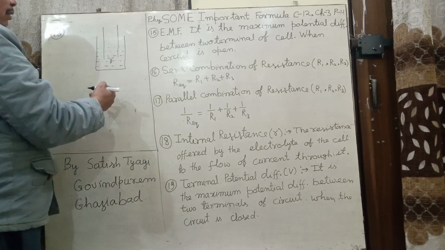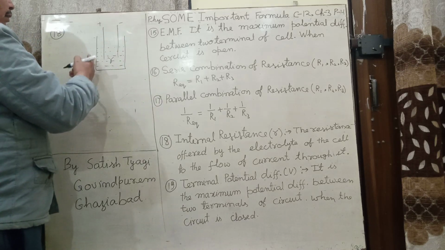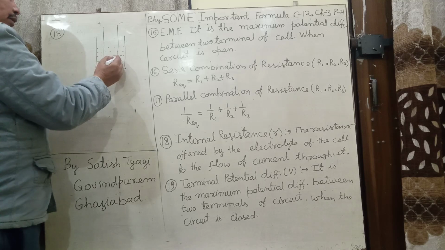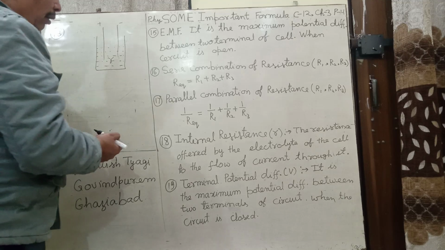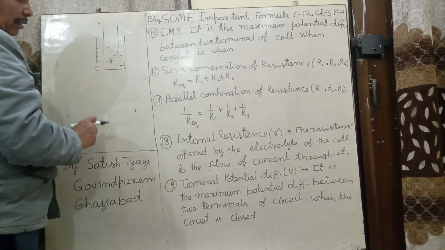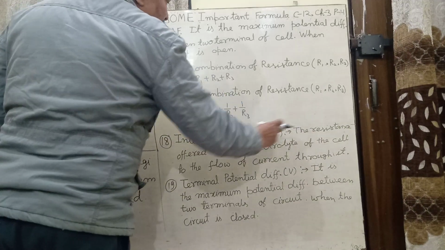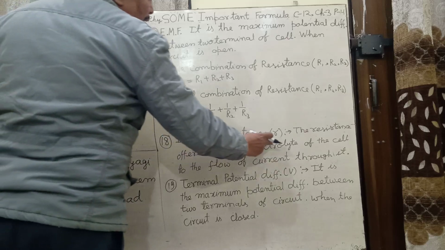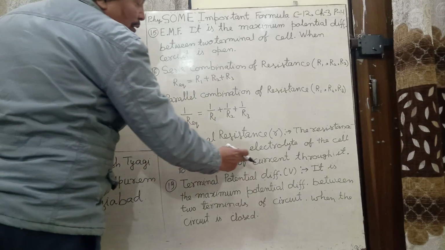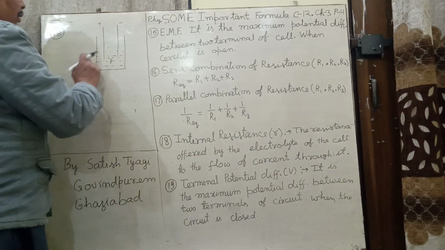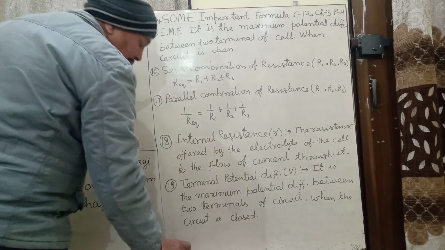Suppose this is a cell, this is positive, this is negative. The resistance of this solution is called the internal resistance of the cell. Internal resistance is denoted by small r, the resistance offered by the electrolyte of the cell to the flow of current through it. Now I am telling you terminal potential difference.